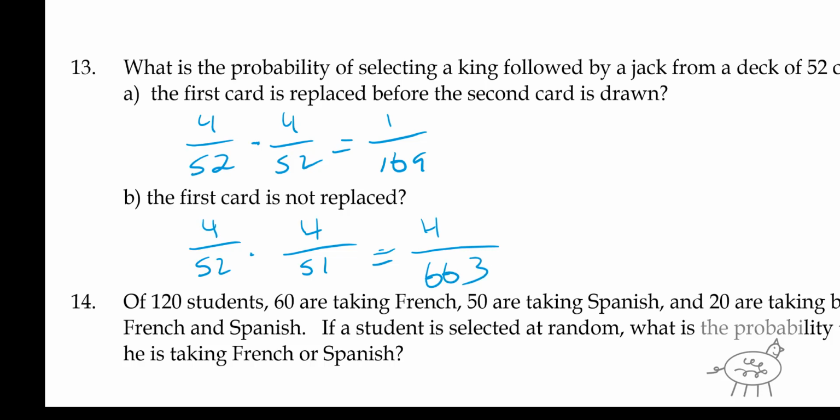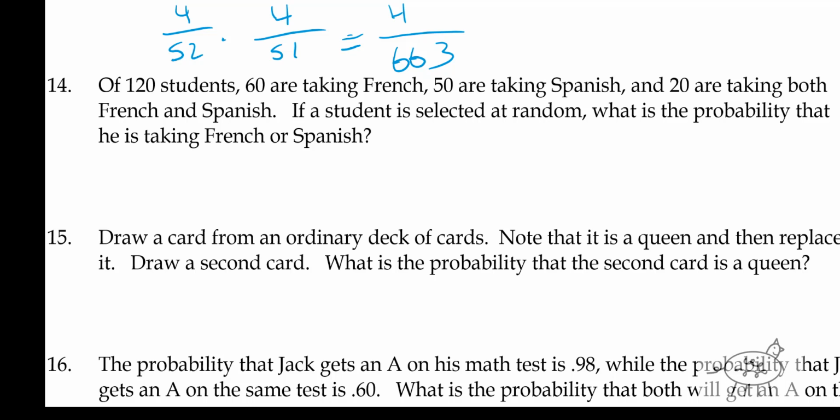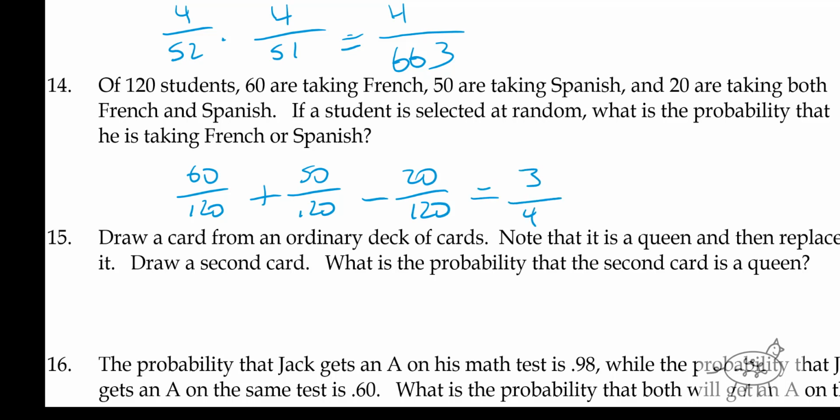Out of 120 students, 60 are taking French, 50 are taking Spanish, 20 are taking both French and Spanish. If a student is selected at random, what is the probability that he's taking French or Spanish? Well, that's easy. It's just 60 over 120 plus 50 over 120 minus the overlap. So it's 3/4.